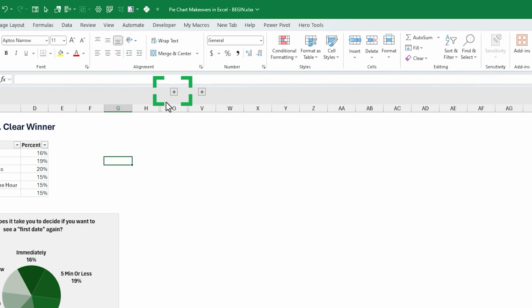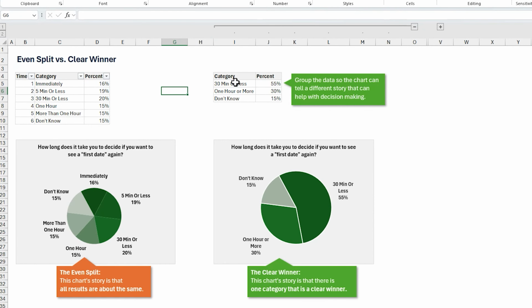In this example, I've grouped the data. I've taken all of the categories that are 30 minutes or less and summed those up to get 55%. Then all of the categories that are 1 hour or less, summed those up to get 30%, and then created the pie chart. As you can see, this pie chart tells a different story. There's definitely a clear winner here, which makes it easier for the reader to quickly understand this and then take action. And of course, they want to be on their best behavior early on in the date.